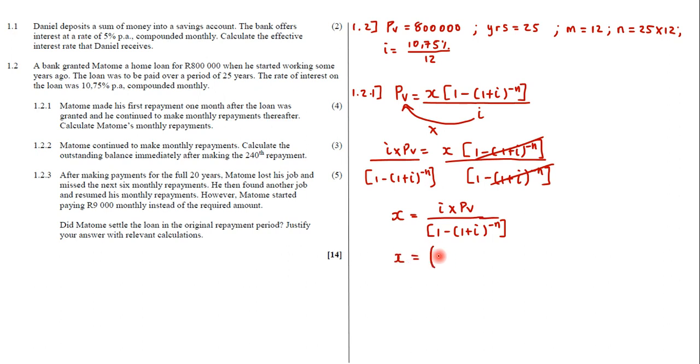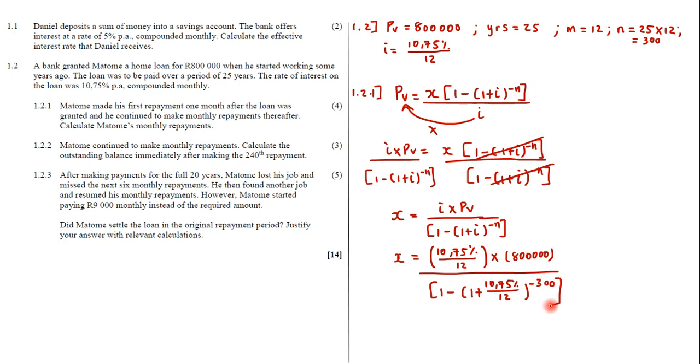Now watch, when I'm substituting, you see here I'm putting a bracket, so make sure that you put in that bracket, right? So I have the interest of that, and then how much is the loan? 800,000 over 1 minus (1 plus 10.75% over 12) to the minus, if you remember here we had 25 times 12, so in the calculator that should be 300. So we have minus 300.